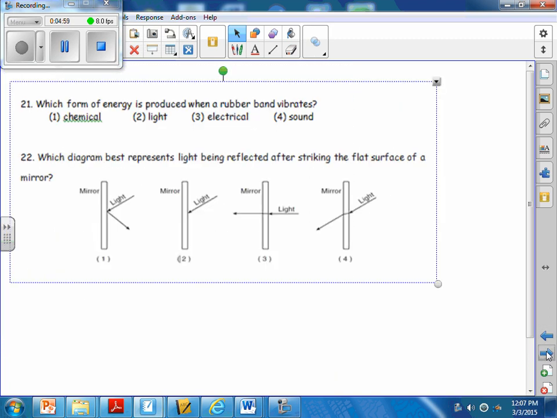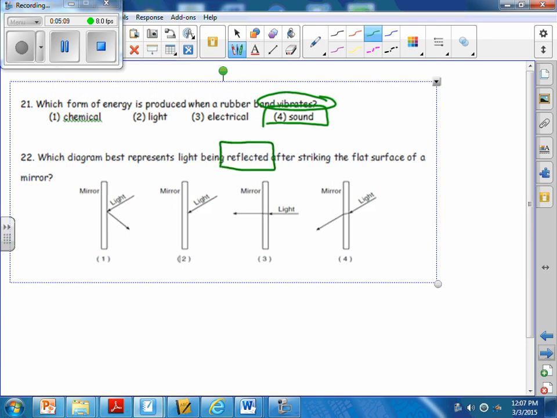Number 21. Which form of energy is produced when a rubber band vibrates? Vibrations are sound. Reflected. We want something that's bouncing off, which would be choice 1.